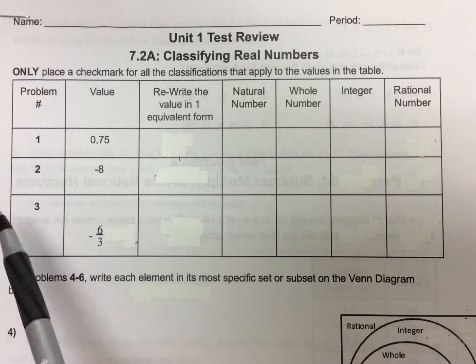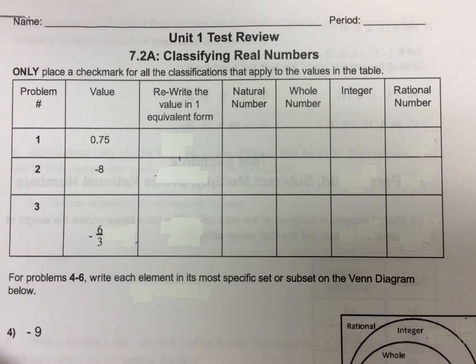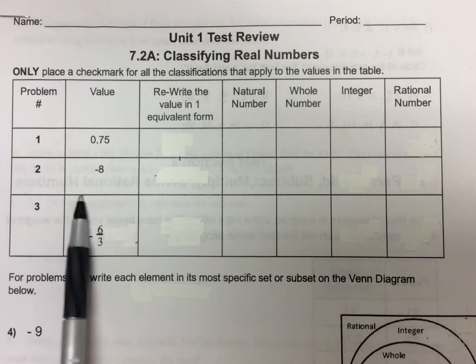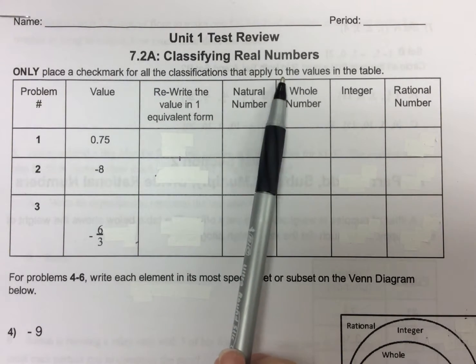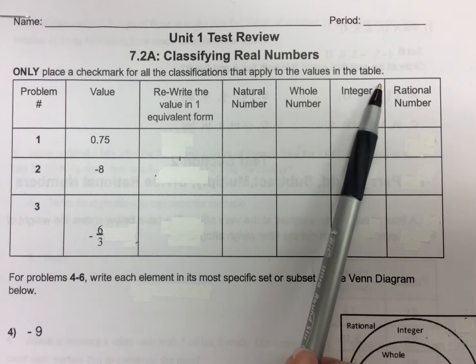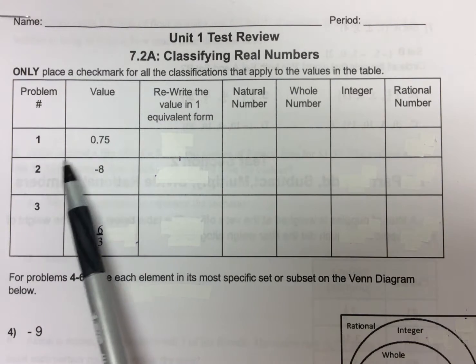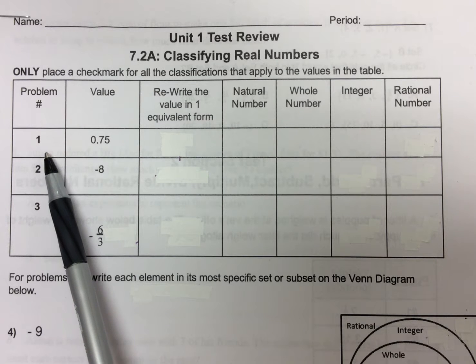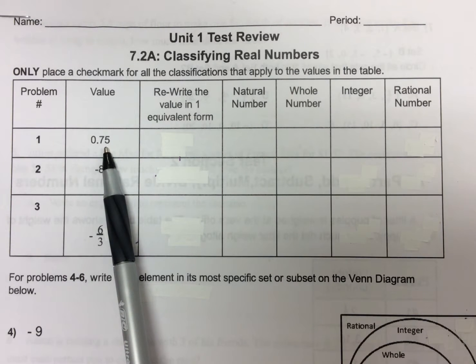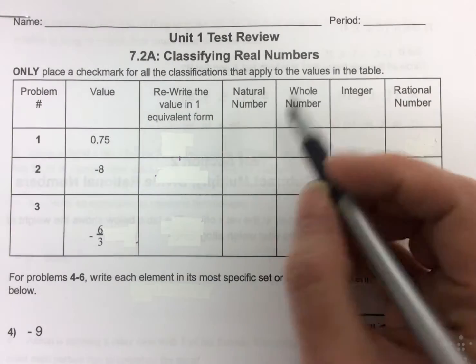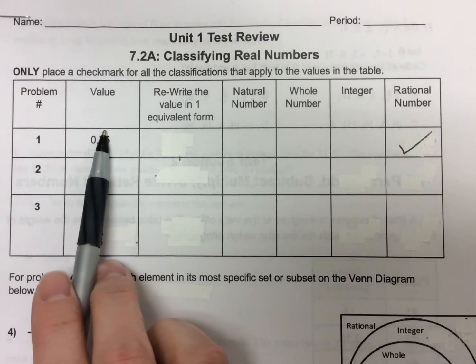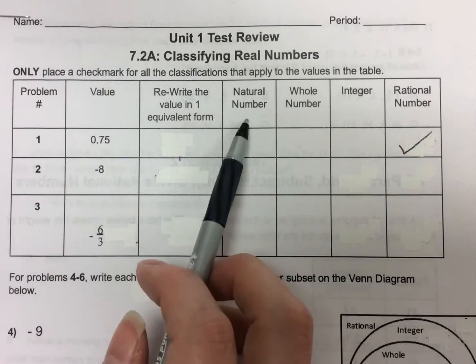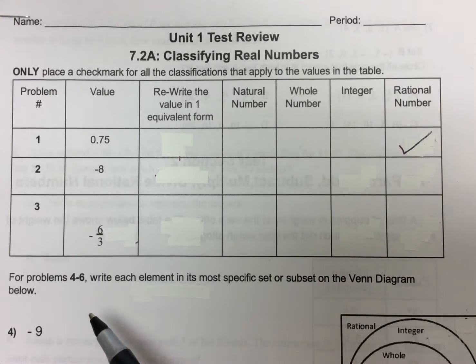Our first section is classifying real numbers, 7.2a. If we look at this table, we want to place a check mark for all the classifications that apply to the values in the table. So let's go ahead and look at number 1. We have 7/500ths. That could be classified as just a rational number because it's a fractional part. Natural, whole, and integers cannot have fractional parts.